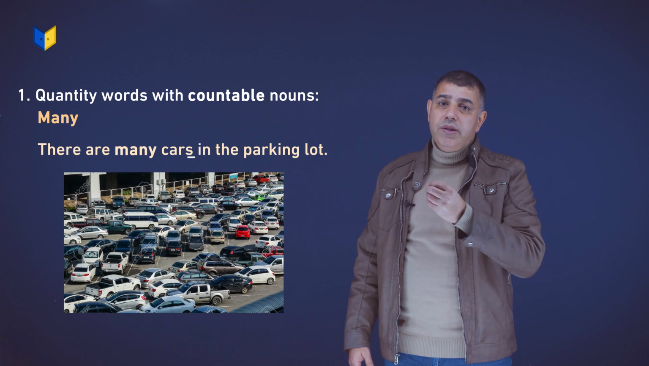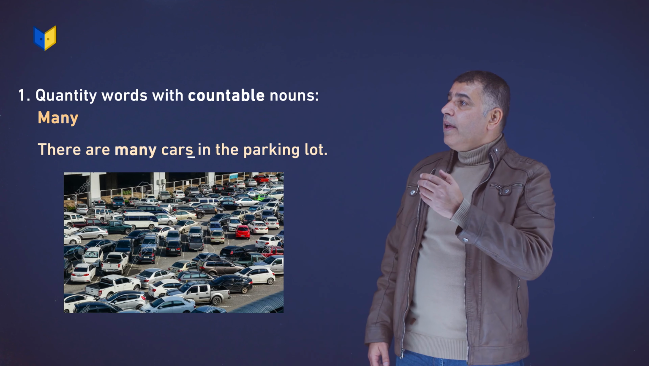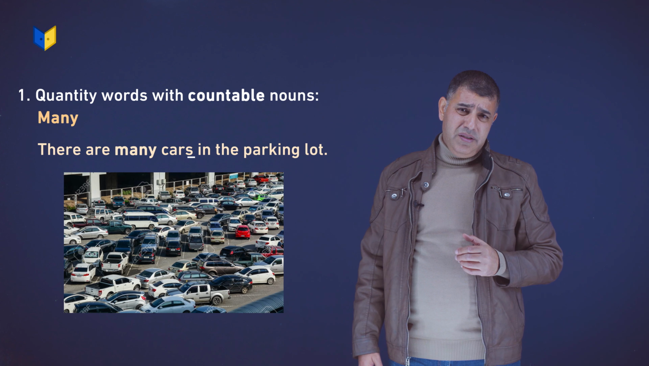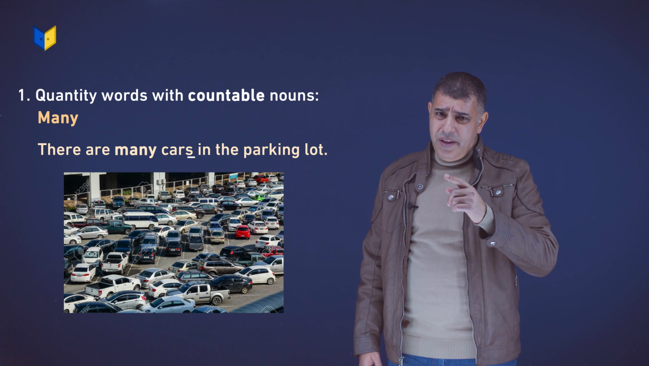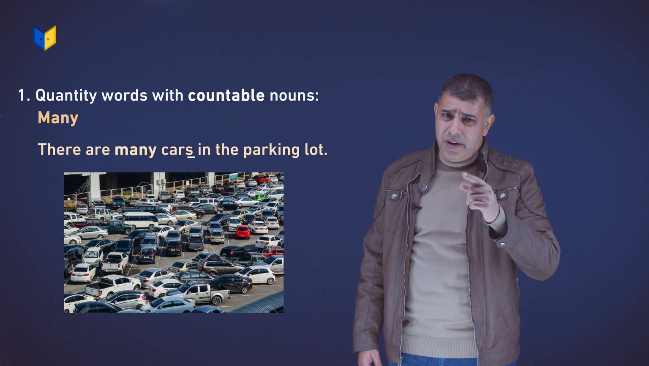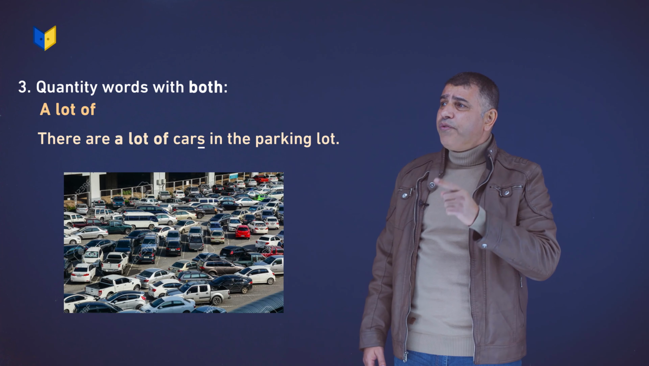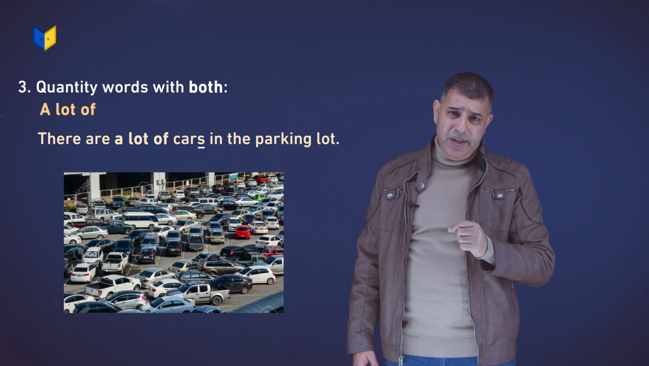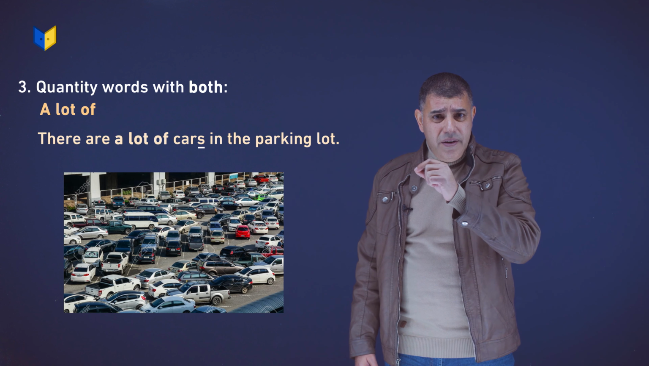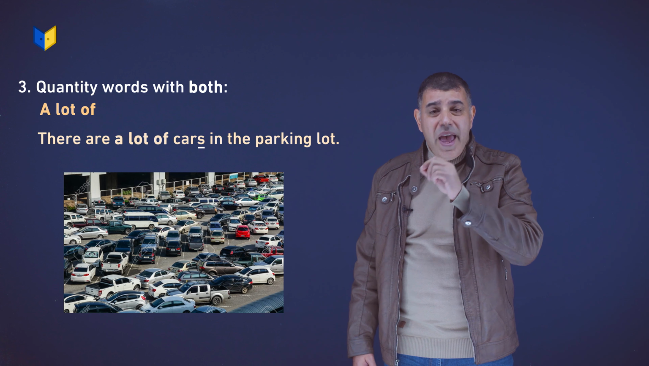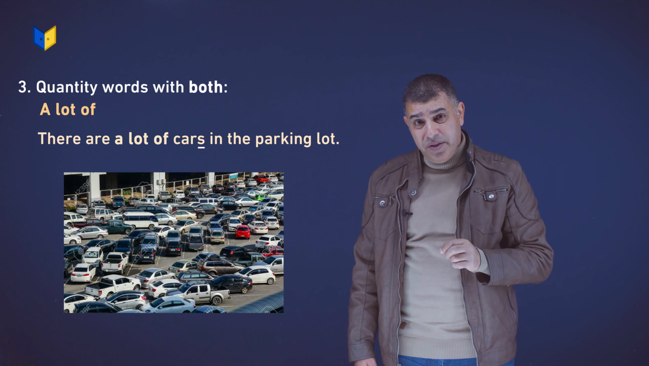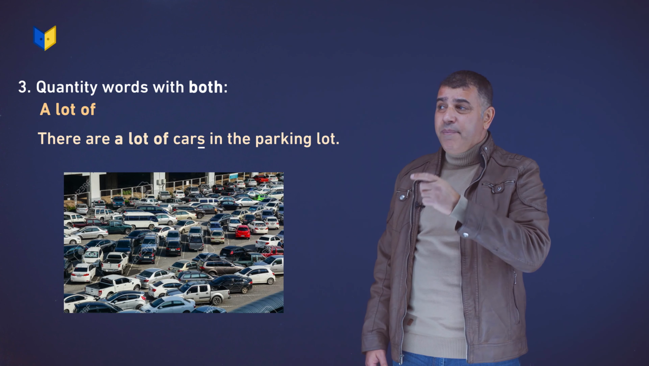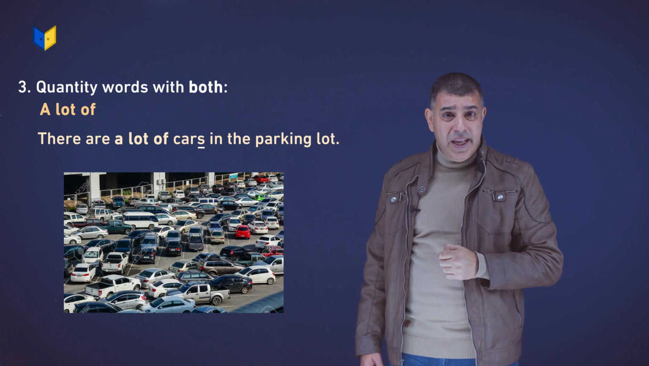How? Let's look at this example. There are many cars in the parking lot. Now, notice here, there are many cars in the parking lot, and there are a lot of cars in the parking lot. Now, in the first example, as you can see, we used are, and in the second example, are, and the noun is cars because it's countable. And the quantity word in the first example is many, and in the second, a lot of.